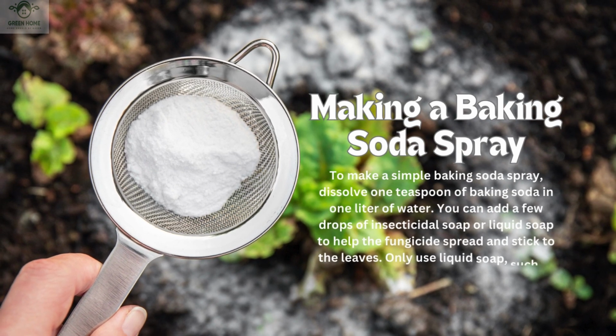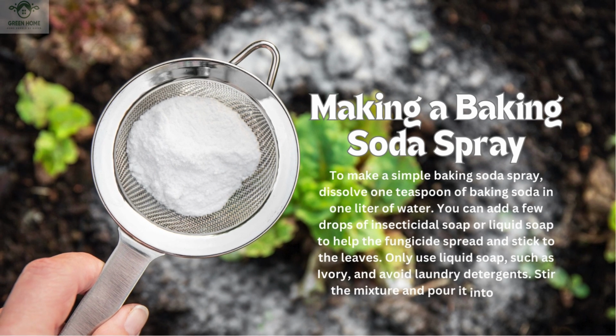Making a baking soda spray. To make a simple baking soda spray, dissolve 1 teaspoon of baking soda in 1 liter of water. You can add a few drops of insecticidal soap or liquid soap to help the fungicide spread and stick to the leaves. Only use liquid soap, such as Ivory, and avoid laundry detergents. Stir the mixture and pour it into a clean, empty spray bottle.